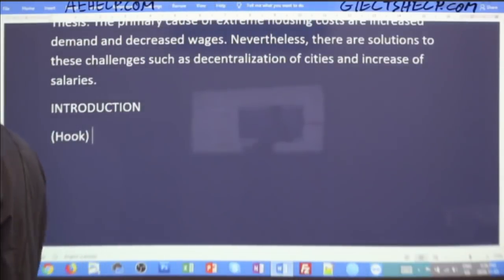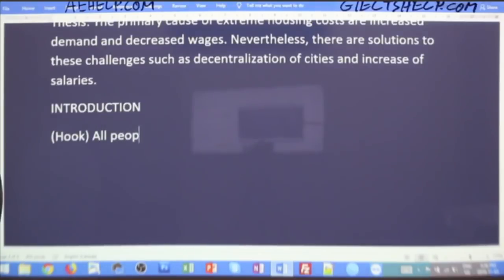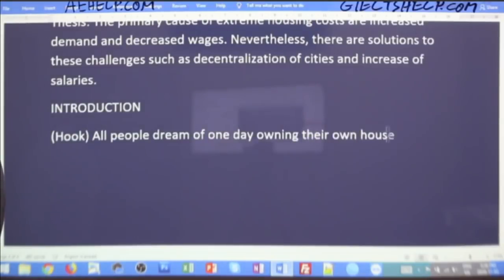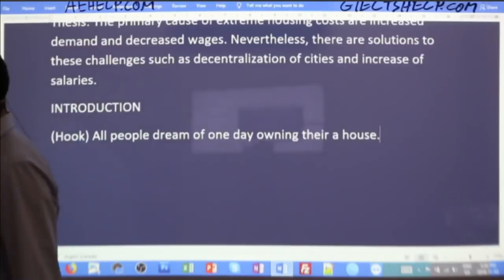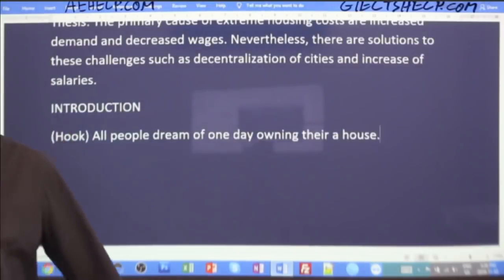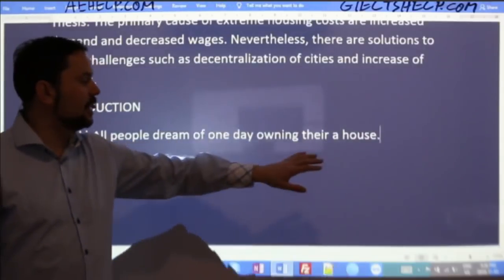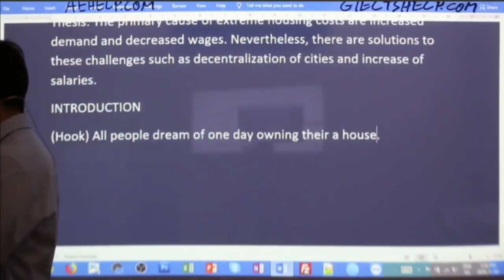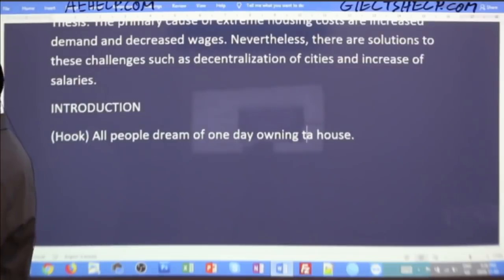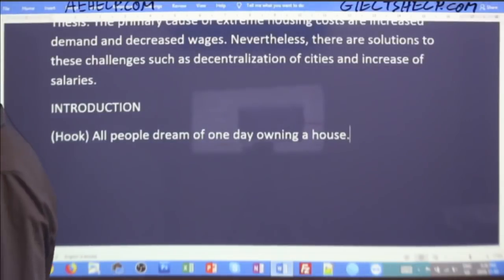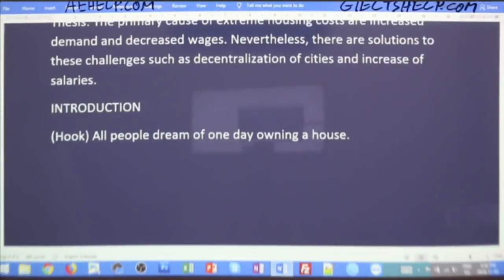And it can be simple. So your hook can be something like this. All people dream of one day owning their own house. Okay, just because I don't like to use owning and own. All right, so all people dream of one day owning a house. Okay, so that is a good enough hook. Okay, simple, no mistakes.